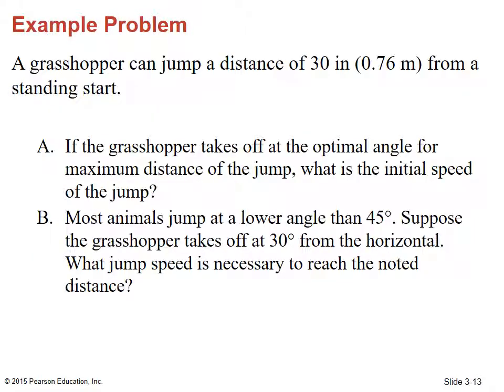A grasshopper can jump a distance of 30 inches, which is 0.76 meters, from a standing start. If the grasshopper takes off at the optimal angle for maximum distance of the jump, what is the initial speed of the jump? Most animals jump at a lower angle than 45 degrees. Suppose the grasshopper takes off at 30 degrees from the horizontal. What jump speed is necessary to reach the noted distance?